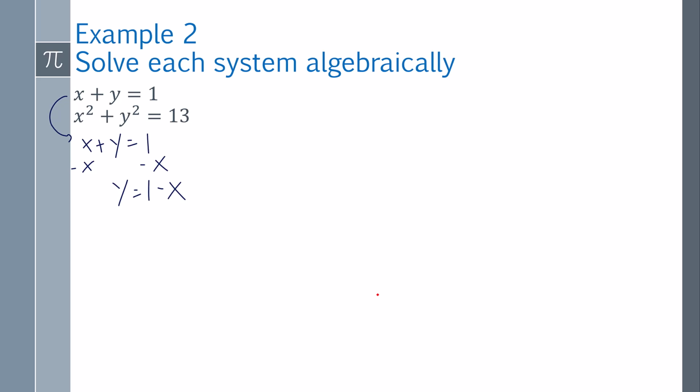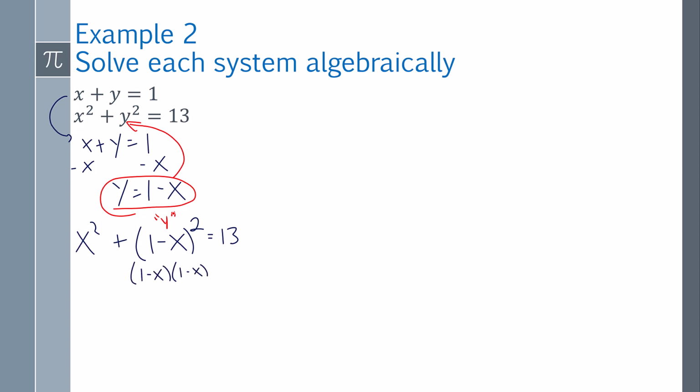But now that I know that y is by itself, I can substitute it into the other equation. And so when I do that, remember this was my y, and so I plugged it in for that y, and I get x squared plus (1 minus x) squared equals 13. Now I know your first inclination. Don't do it. You're not distributing that 2. (1 minus x) squared means I have two (1 minus x)'s that are being multiplied, like that. So now I need to multiply that out.